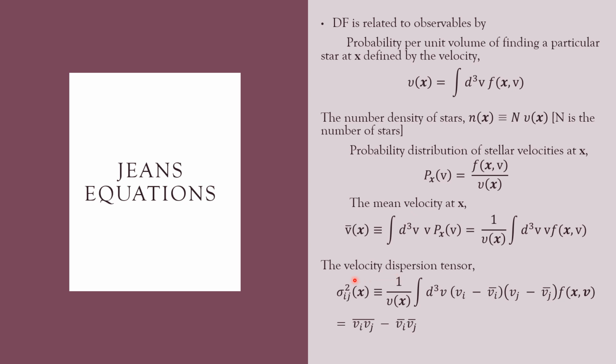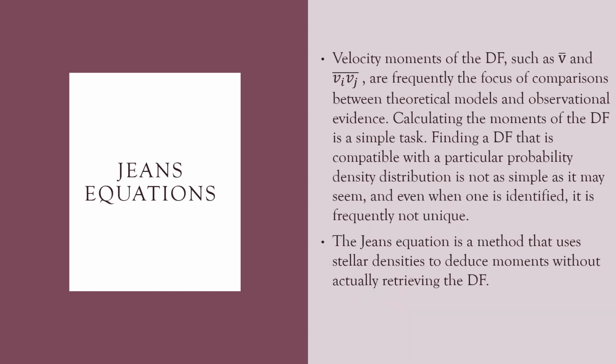The velocity dispersion tensor, denoted as sigma squared ij, describes the dispersion of velocities around the mean velocity at position x. It is computed as the second moment of the velocity distribution. Velocity moments of the distribution function, such as the mean velocity and the second moment, often serve as focal points for comparing theoretical predictions with observed data.